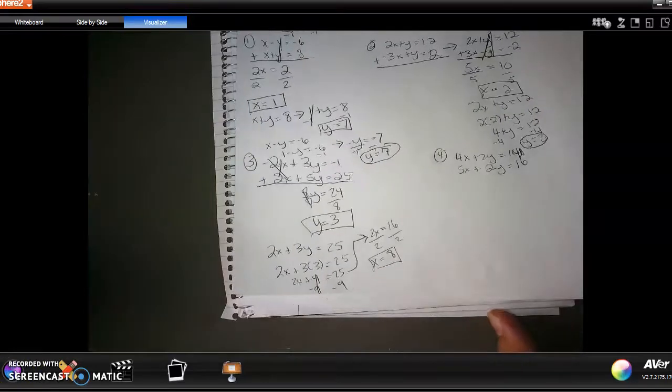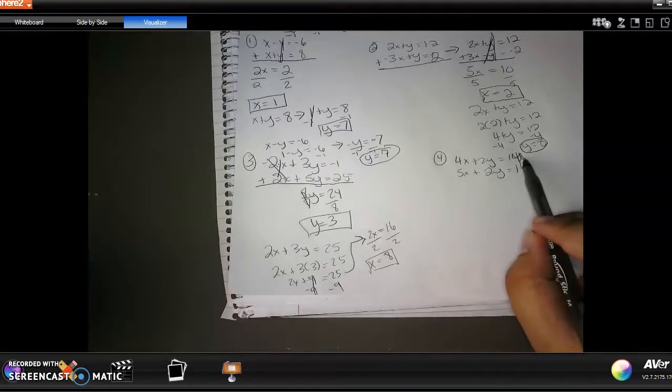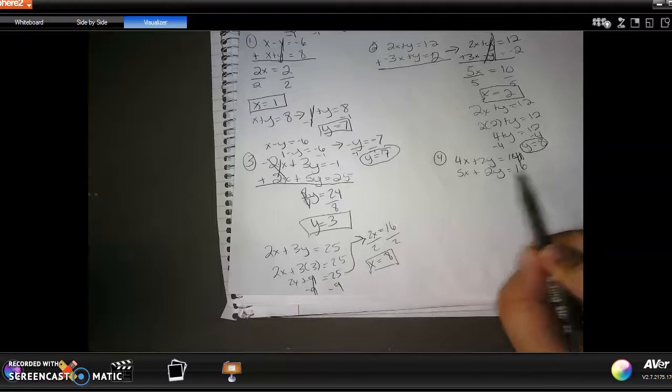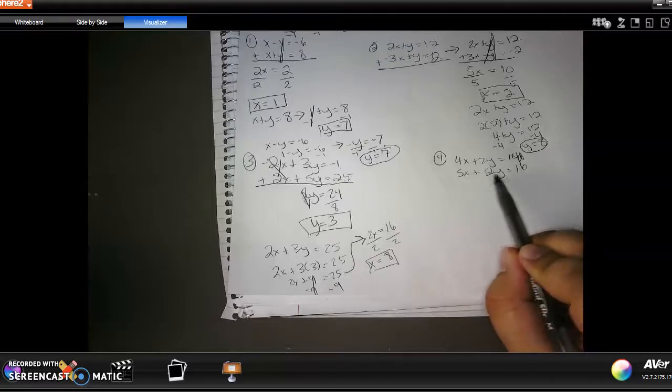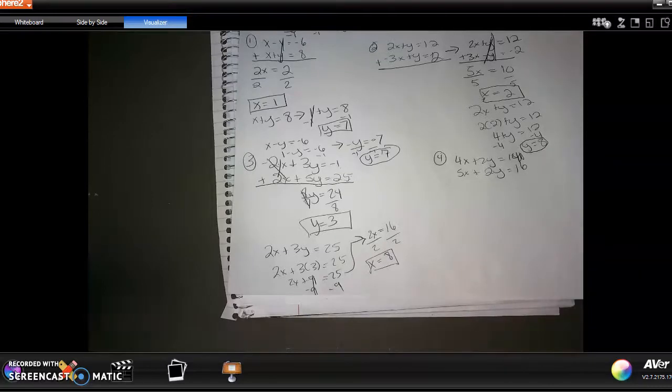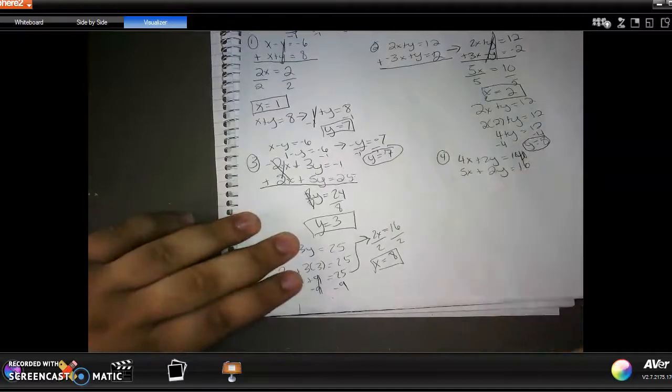Alright, so we're on our last one. We have 4x plus 2y. That does say 14. I'm sorry if it's kind of hard to see, but that's 14. And then 5x plus 2y equals 16. So, if you notice, we're going to have to do the same thing on 4 that we did on 2, where we changed one of these into its opposite. So, we will be doing that to the second one, okay? So, we're going to be taking this one and changing it into its opposite.